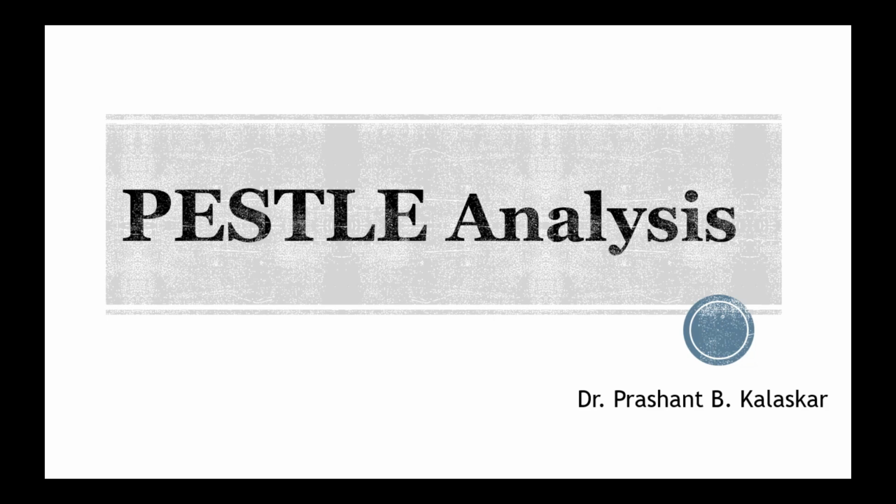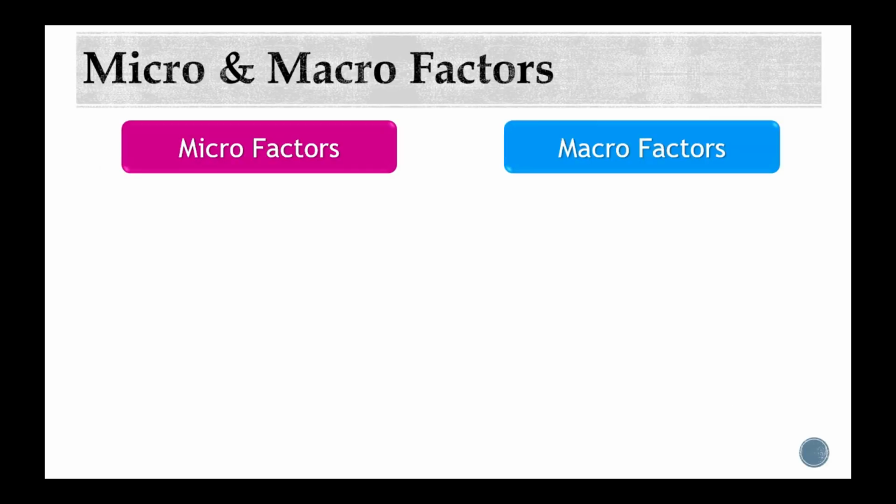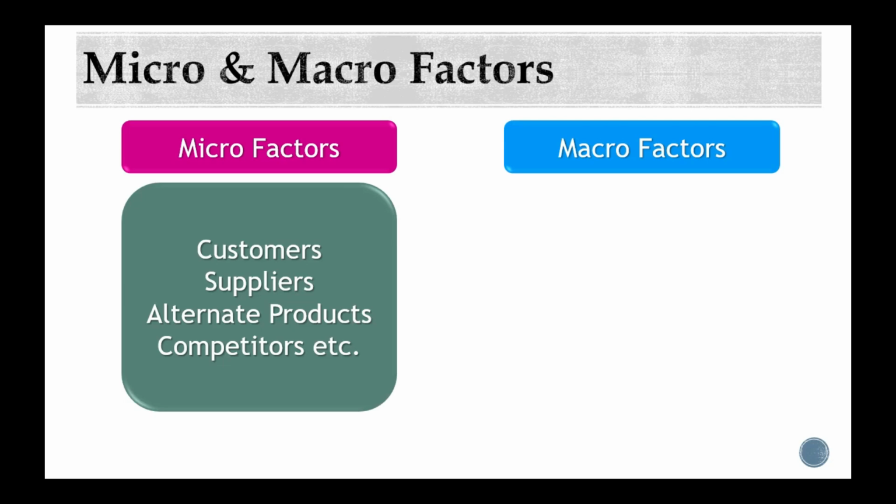In this video we will be discussing macro factor analysis using the PESTLE analysis tool. So let's begin. As we discussed, there are micro and macro factors present in the external environment. Micro factors are those factors which are specific to a business or the sector or the location where the business is operating. They can be managed or influenced by the organization, and these micro factors are the customers, suppliers, alternative products and competitors, etc.